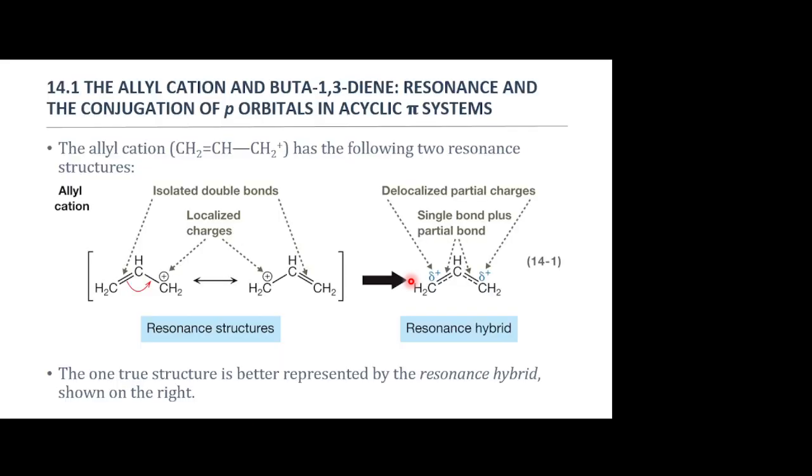So, pretty cool. So this right here is your allyl cation. This is probably the example you would remember the best. And this is going to be an example of conjugated p orbitals and an acyclic pi system. So right here we have a double bond. It's located next to a carbocation, right? And that carbocation is going to have an open p orbital and a positive charge.